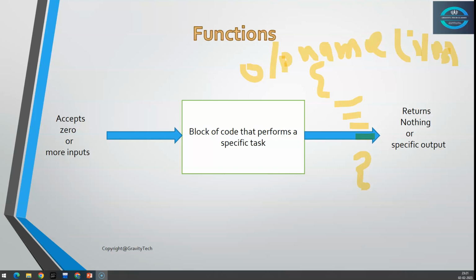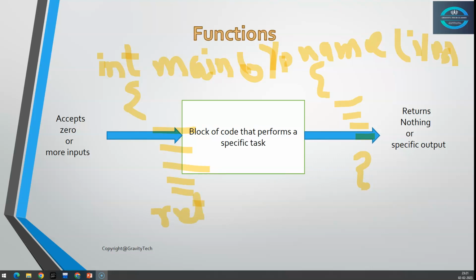You may have seen it: main is a function. Main is a function which returns an integer, and its name is main. It accepts nothing because there is nothing inside. Whatever we code goes inside main, and then we write return 0. What does that mean? This main function returns 0 when it is successful.